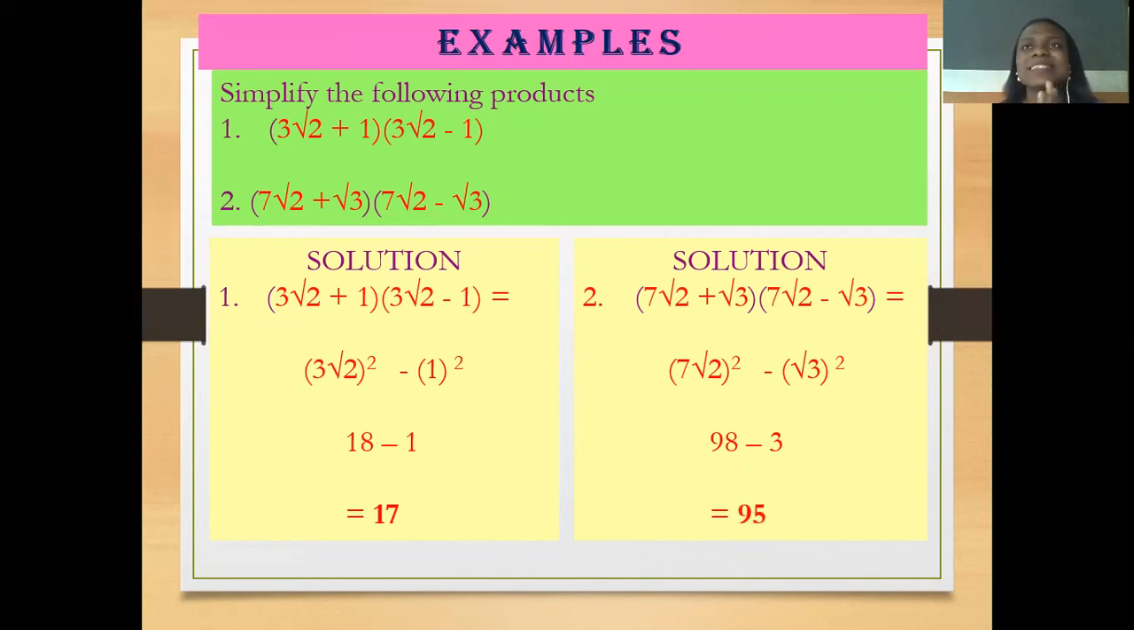So for conjugate surds, the major difference between the surds is that one would be positive and one would be negative. That's all. Then once you're able to identify that these surds you have been given to multiply are conjugates in nature, all you need to do is take the first term, square it, and subtract. Take the second term, square it. That's all for conjugate surds.